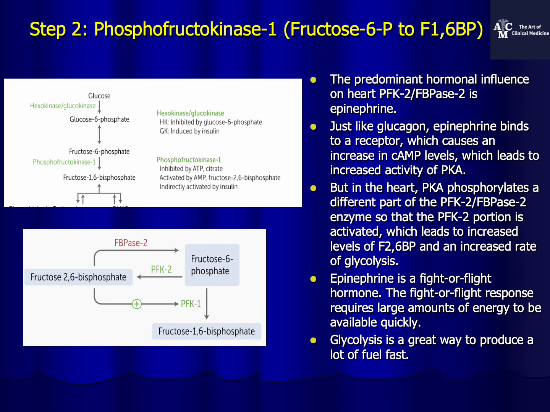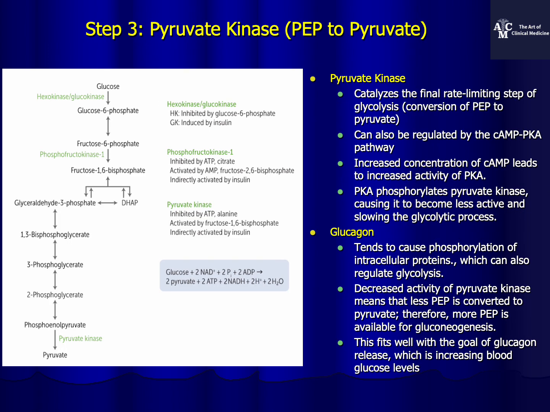So epinephrine is the major predominant hormonal influence, just like glucagon. It also can increase cyclic AMP, which leads to increased activity of the phosphofructokinase enzymes. This PKA then phosphorylates different parts of these enzymes, so it leads to increased fructose 2,6-bisphosphate and an increased rate of glycolysis.